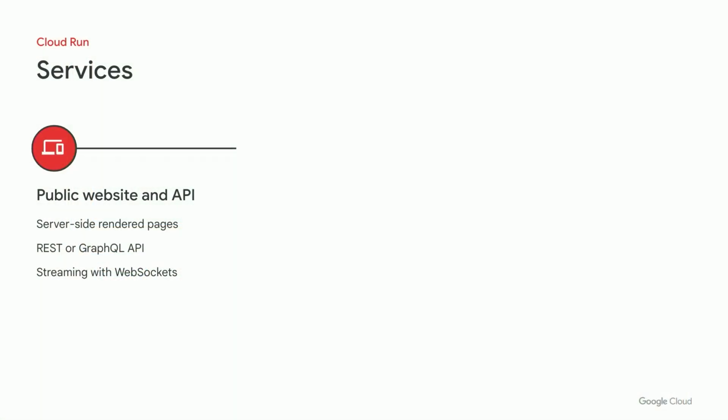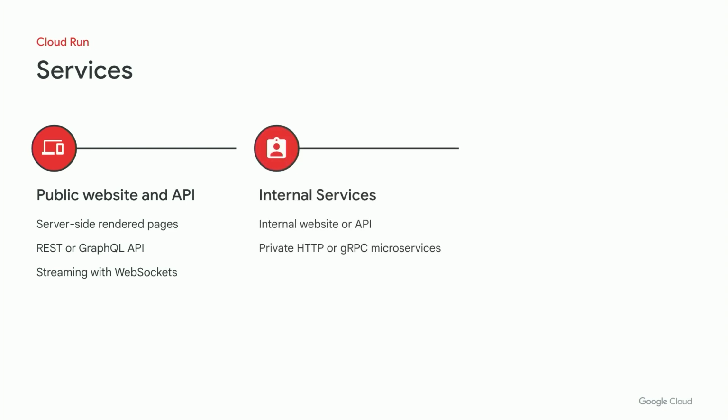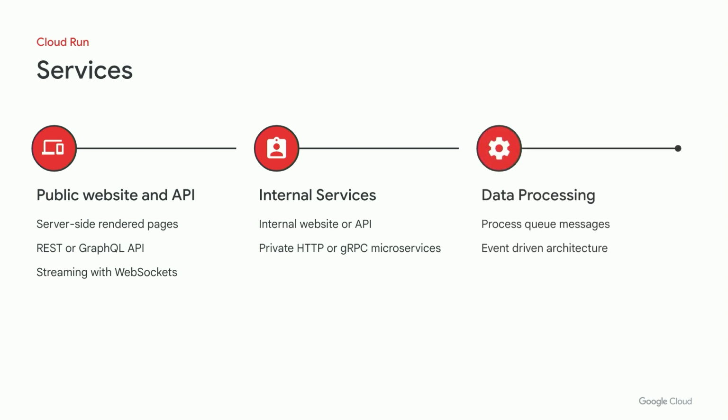Cloud Run services automatically scale container instances based on incoming requests or events. Like Cloud Functions, you only pay when your containers process requests. With Cloud Run services, you can build public websites and APIs, potentially even leveraging a CDN like Cloud CDN. You can do server-side rendered pages, of course, but also REST or GraphQL APIs. You can stream with WebSockets. You can also build internal services, like an internal website or API, a private HTTP or gRPC microservice. And finally, you can do data processing, either to process queue messages or even to build event-driven architectures.